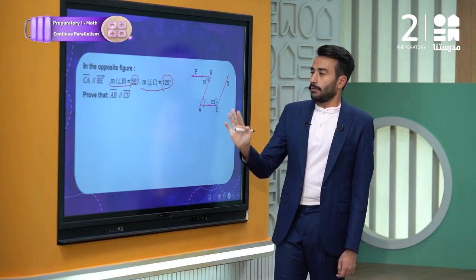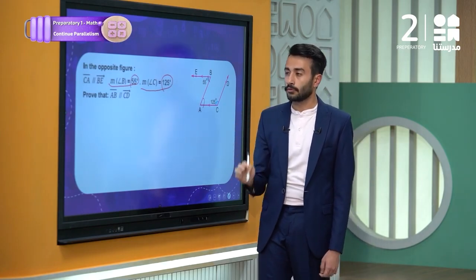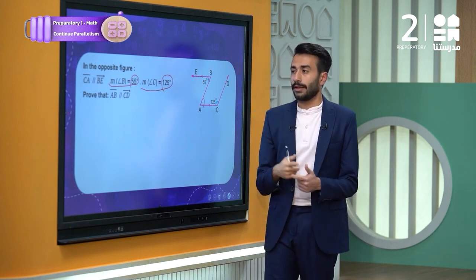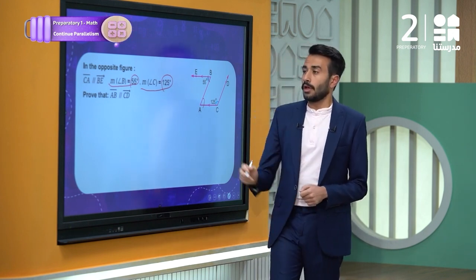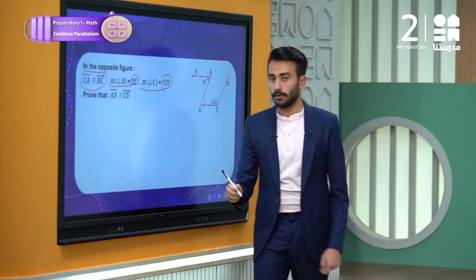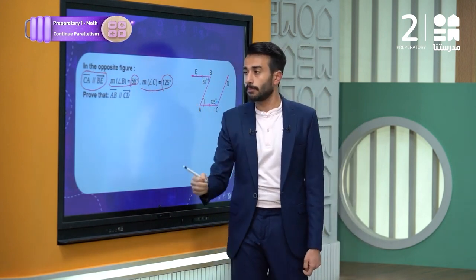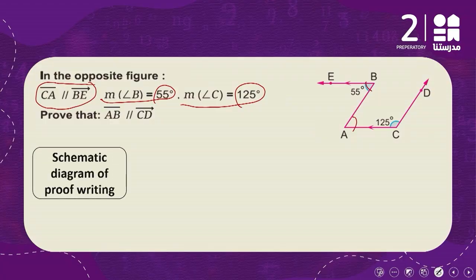So now, in this question, you have to read it carefully at the beginning, and then determine the givens and determine the required. Starting from here, this is also a given. This is the most important given here. This given will help us to find the other angles. So let's start with this given.